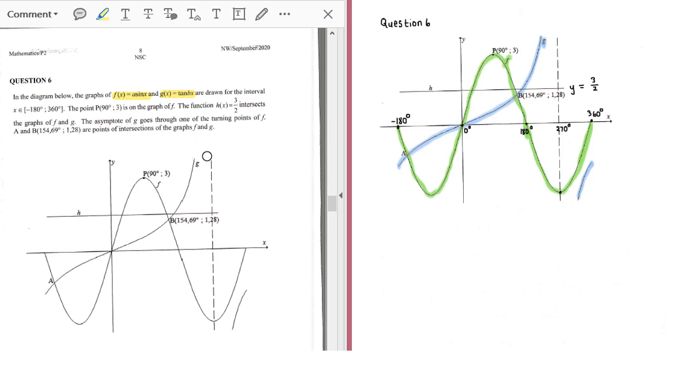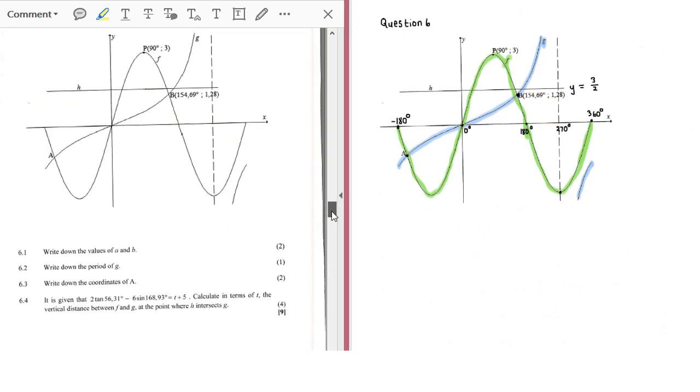Okay, we have A and B, and we are given the coordinate of B. These are the points of intersection between the two graphs F and G. So there's A over here, if you can't see it, and there is B hiding right over there. Okay, so let's see what the questions say. Question 6.1 says write down the values of a and b.